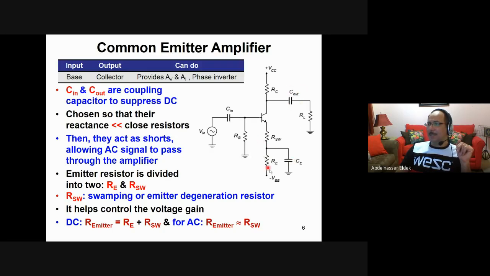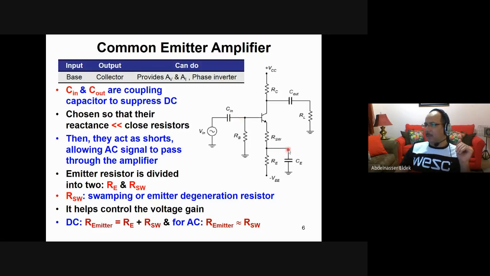So for example, here the resistance of the emitter equals what? It equals this one plus this one, because this one is open. The capacitor is open in case of DC. So the resistance here is these two together, in series. But when you are studying the AC, the capacitor will be short, because as I said, it is very small with respect to the resistor. And also in high frequency, it is usually very small.